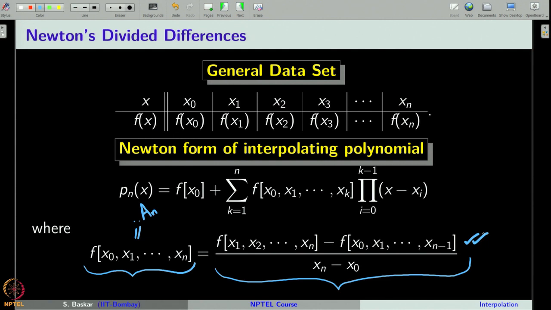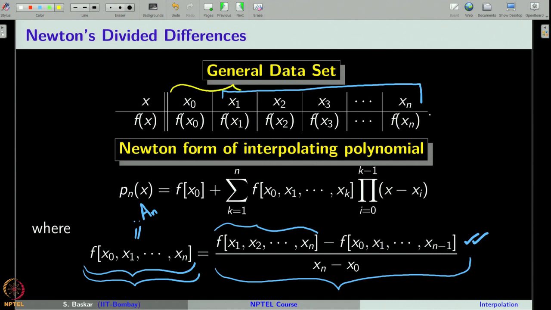There is an easy way to remember it. To obtain this quantity, what you have to do is take f of x1, x2 up to xn, that is this, minus f of x0, x1 up to xn minus 1, divided by xn minus x0. What are these? These are precisely the divided differences.